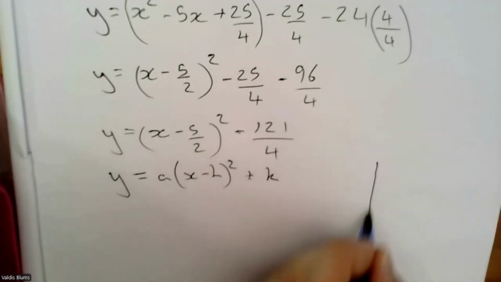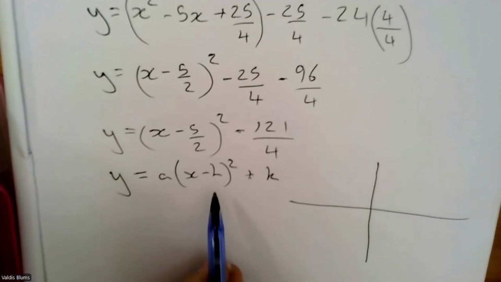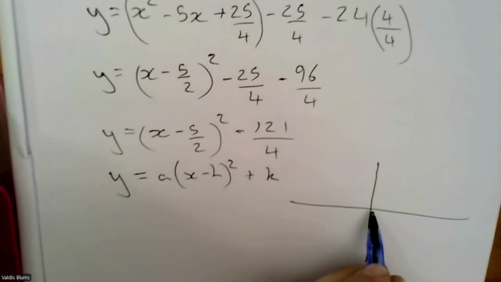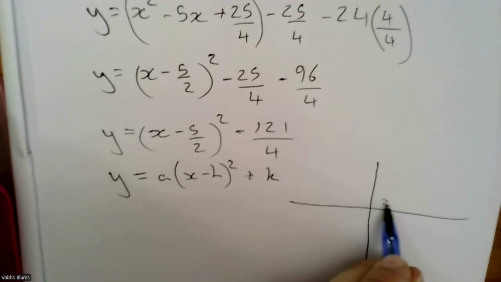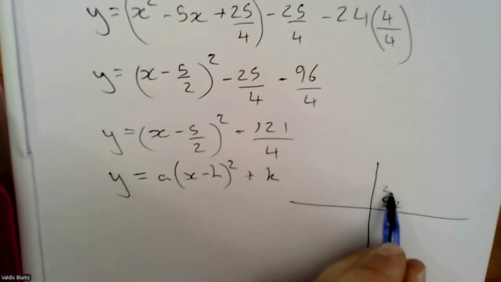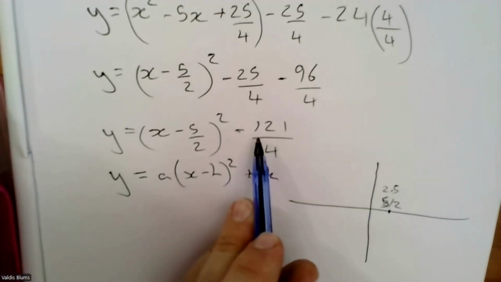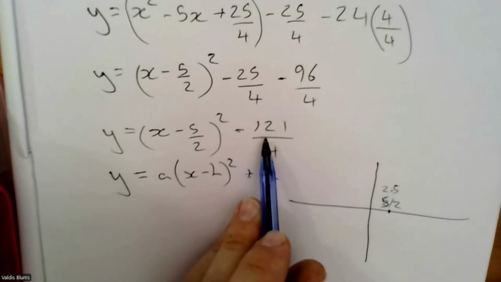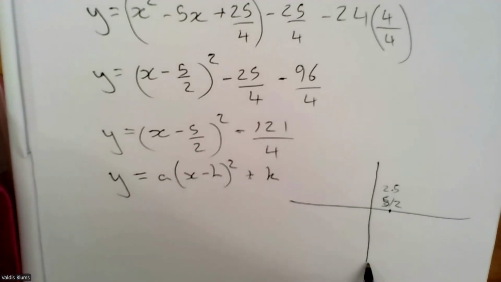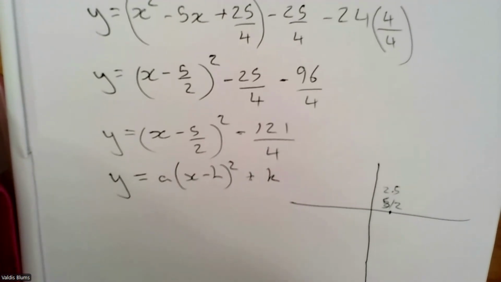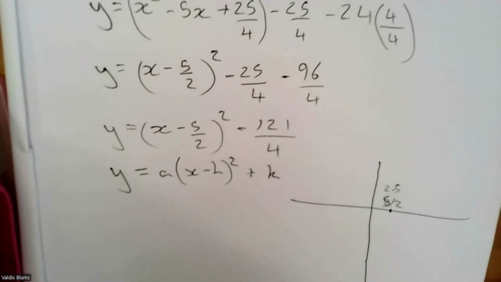So our turning point location is going to be positive 5 on 2, or 2.5. And our k value is going to be negative 121 on 4. So it's going to be down here somewhere, not drawn to scale.